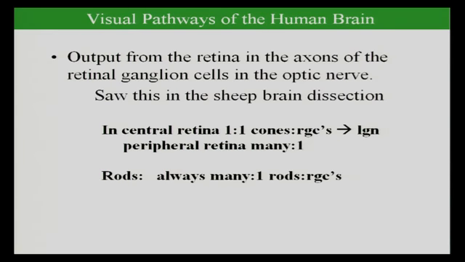And in the central retina, there's one cone to one retinal ganglion cell. And if you remember, there were very many cones in central retina. When you looked further peripherally, you got fewer and fewer cones and many, many rods. Another thing about the cones in the periphery is that you get many cones coming to one retinal ganglion cell. So you get convergence. In the peripheral retina, many cones go to one retinal ganglion cell.